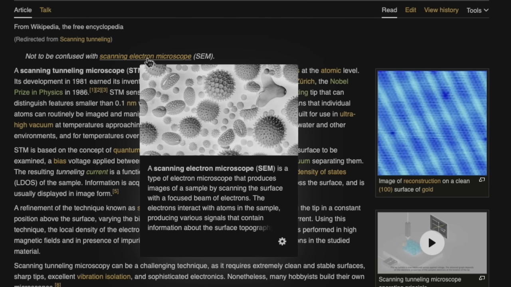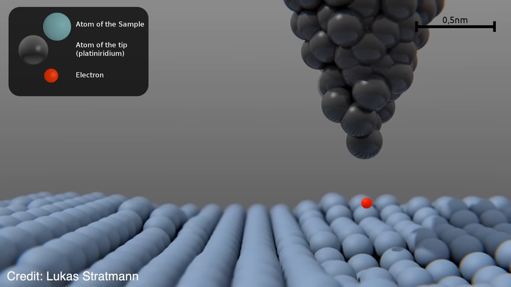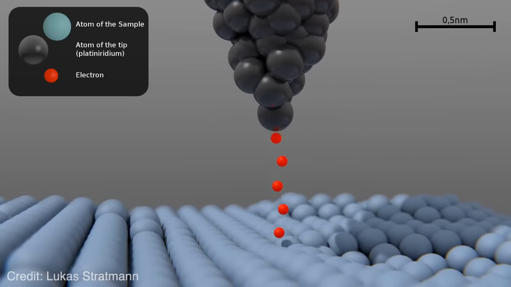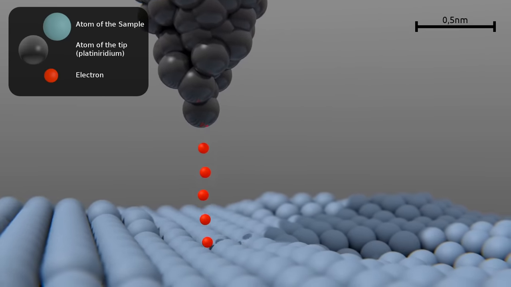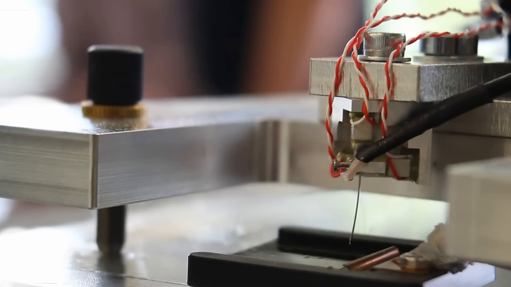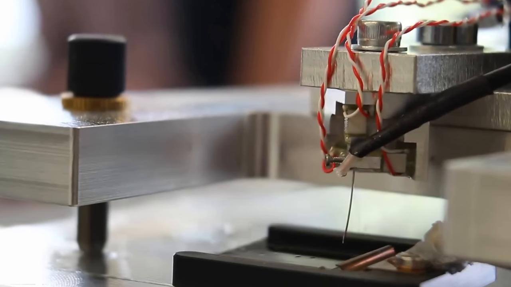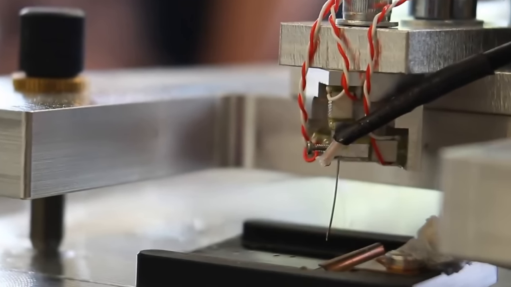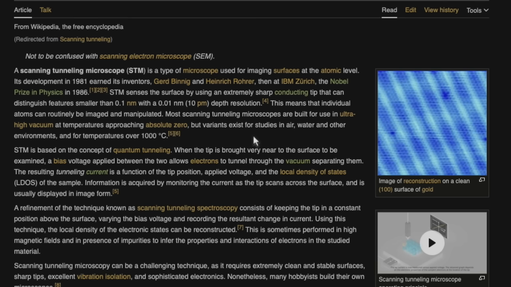Not to be confused with a scanning electron microscope, which produces images of a sample by scanning the surface with a focused beam of electrons that interact with atoms in the sample, providing information about the surface topography. So a scanning tunneling microscope uses an extremely sharp conducting tip that can distinguish features smaller than a tenth of a nanometer with a hundredth of a nanometer depth resolution. This means that individual atoms can routinely be imaged and manipulated.